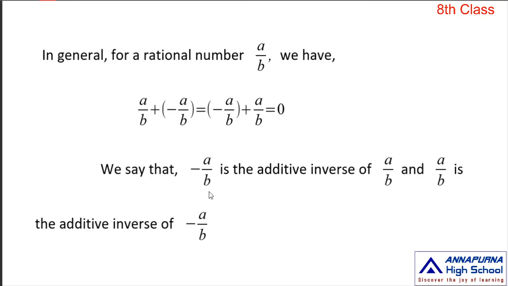Does minus a by b exist in the collection of rational numbers or not? Yes, it exists. This minus a by b exists in the collection of rational numbers. That means the fifth property is satisfied by the collection of rational numbers with respect to the addition operation. Okay, let's come to the next one.